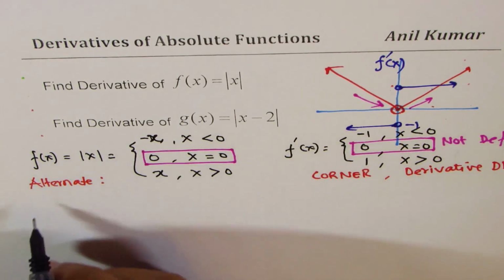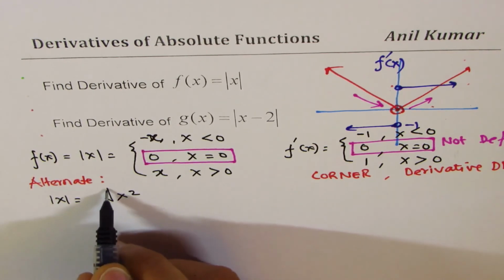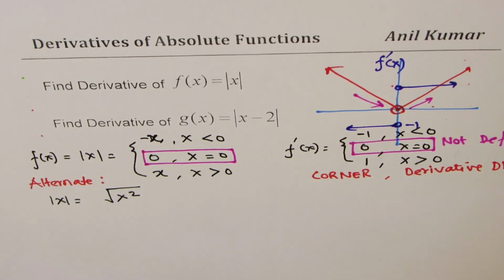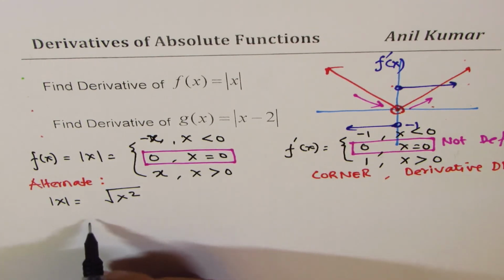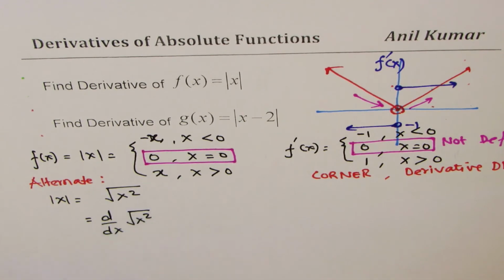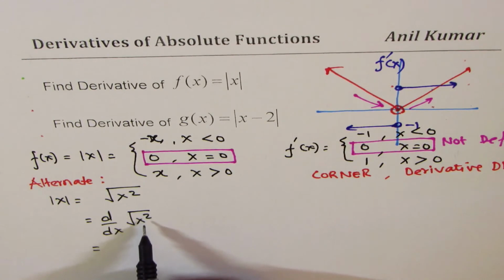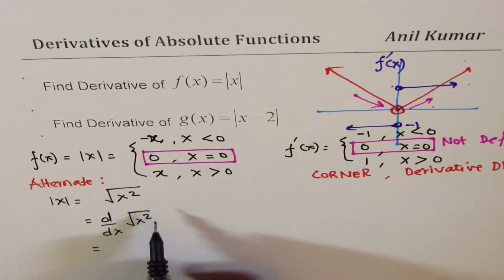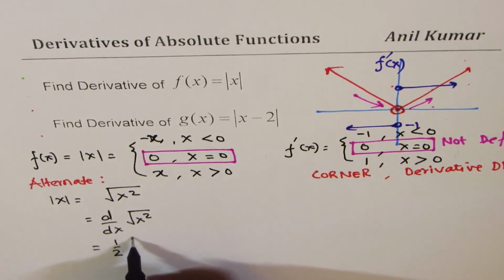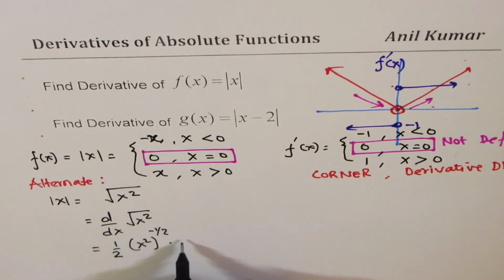We'll define absolute x as the square root of x squared. So what is the derivative of the square root of x squared? You could treat this as x squared to the power of half, which gives half times x squared to the power of minus half, times the derivative of the inside function, which is 2x. So this cancels.